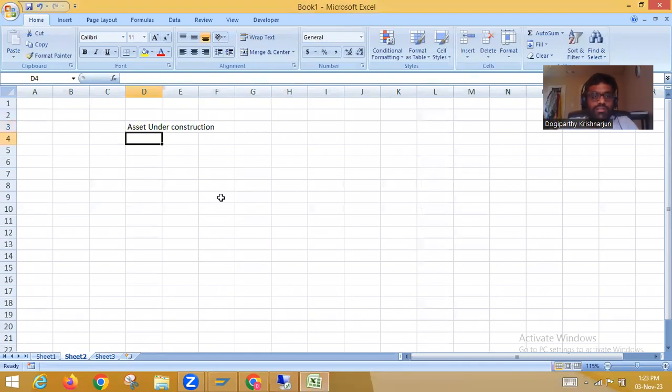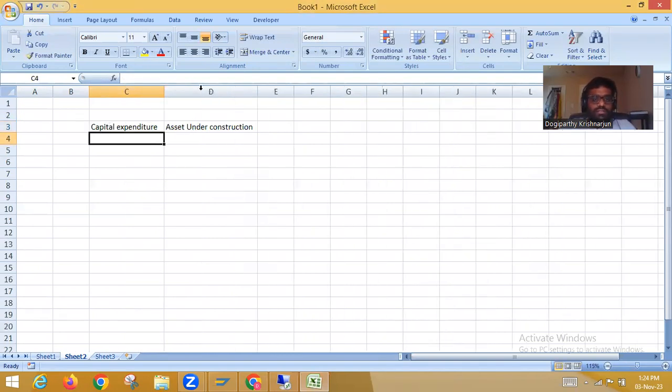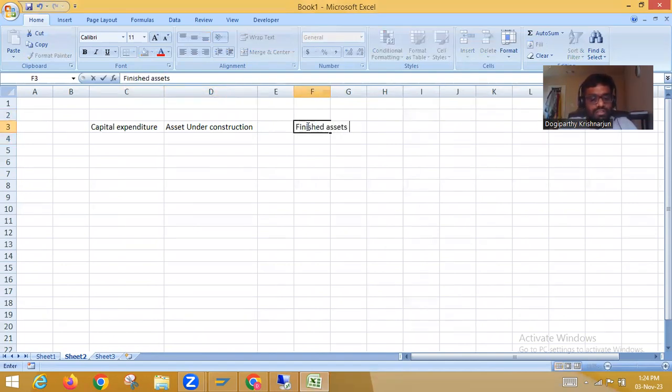Asset under construction is nothing but the purchasing or creation of an asset for an organization, which is mostly a capital expenditure. So here we are talking about finished assets purchase as one scenario, and asset under construction as a second scenario. We discussed this at a high level, and we are now going to discuss it in more detail.